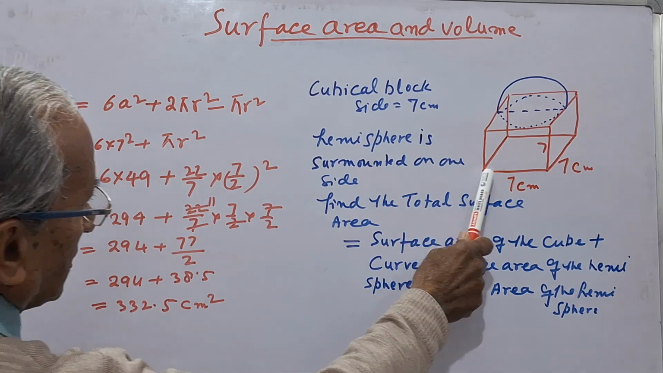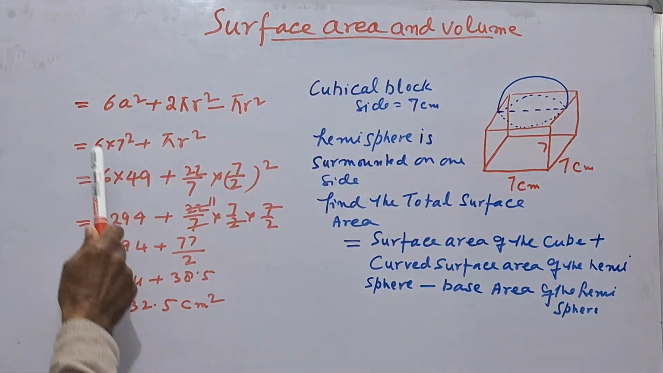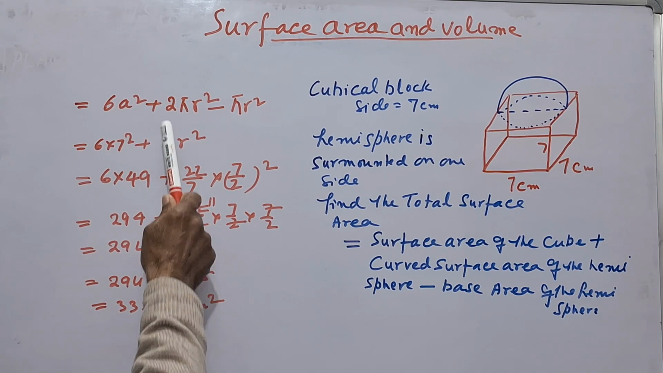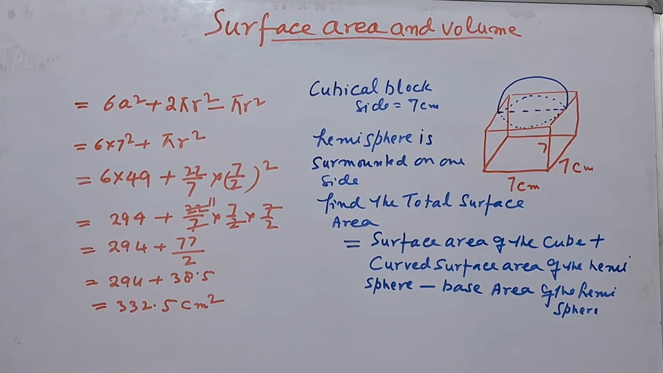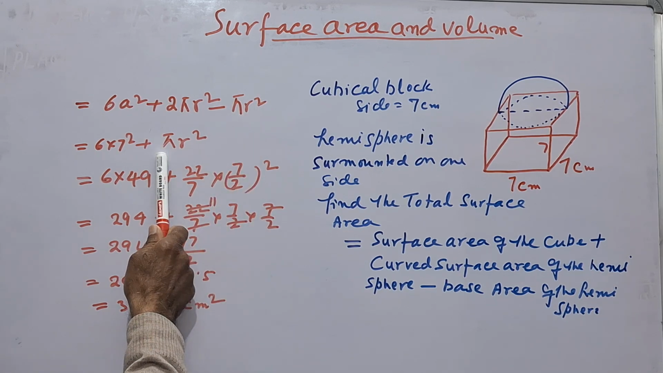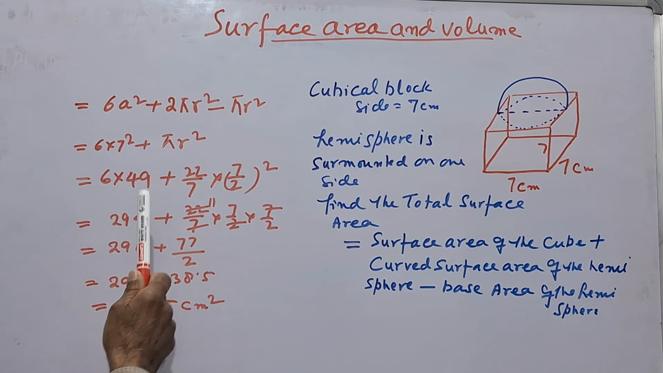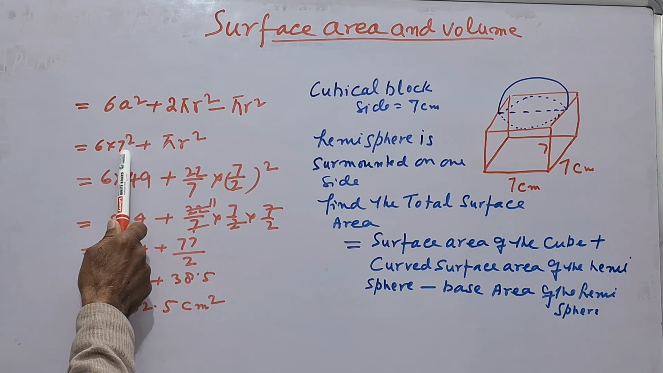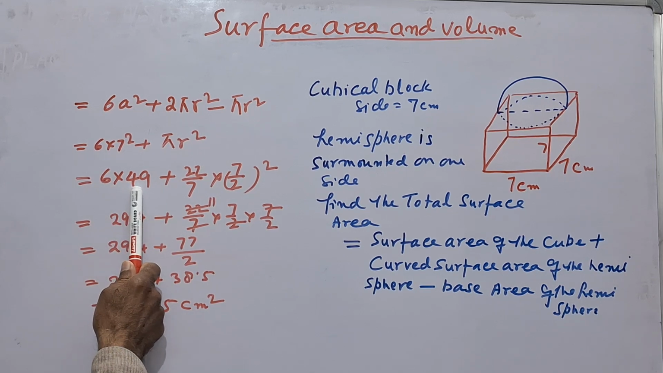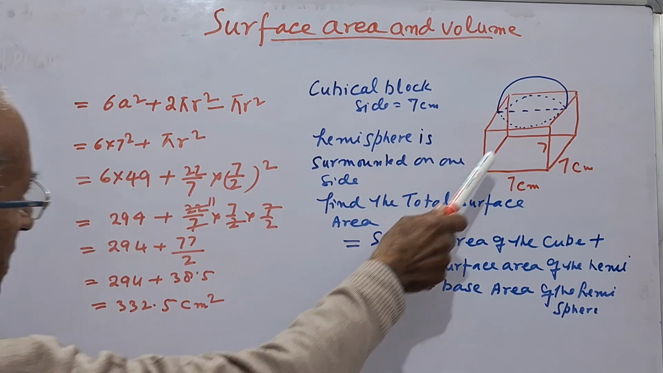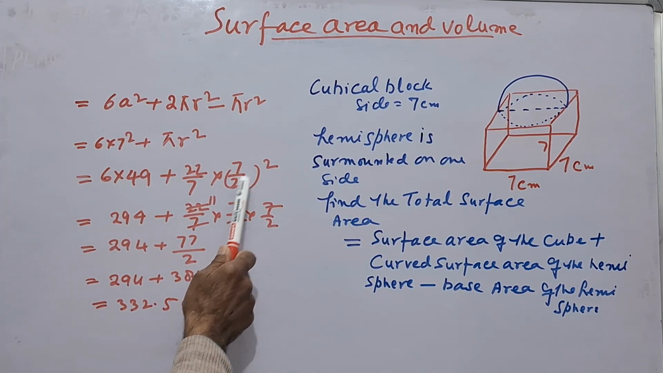So putting the value of the side and the radius, 6 side square, so 6 into 7 square. Now here 2 pi r square minus pi r square, only pi r square will be left. So the formula is 6 side square plus pi r square. Now side is 7, so 6 into 7 into 7, 49, plus pi is 22 upon 7 into radius, which is 7 upon 2, then 7 upon 2 whole square.